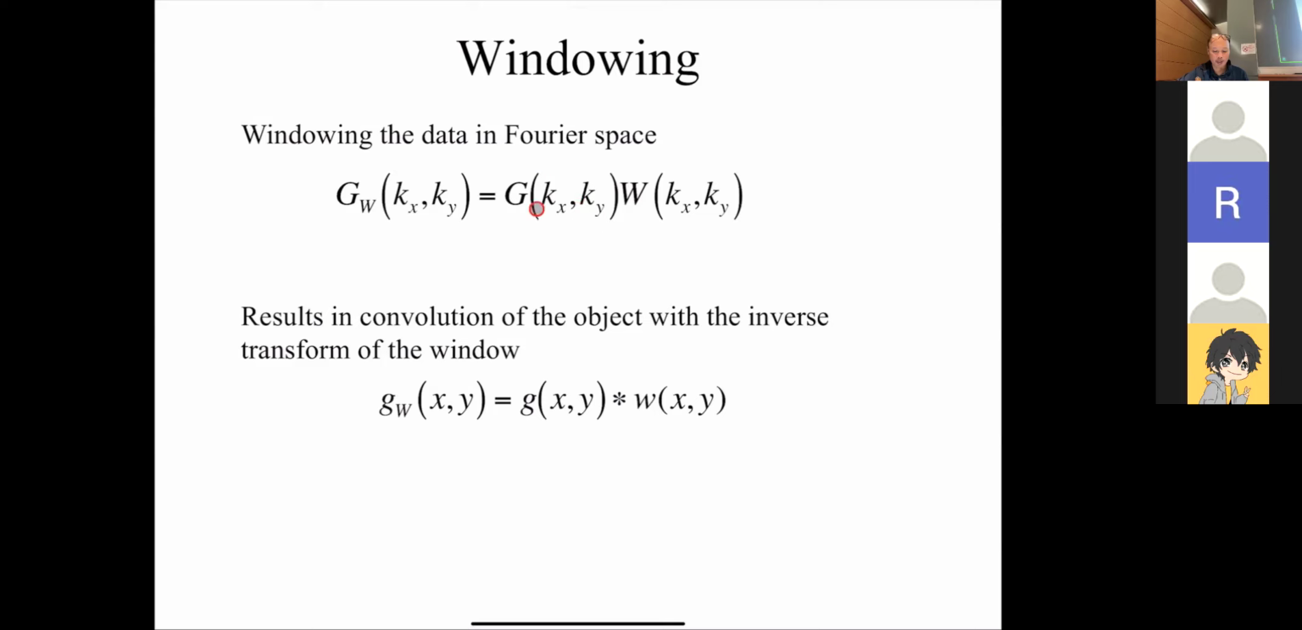So I need to multiply my K space by some windowing function, a function of Kx and Ky, and I end up with a windowed function G sub W of Kx, Ky. Therefore, when I look at the inverse transform, I need to convolve with the inverse transform of that window. So I'm taking my object and convolving it with this windowing inverse transform. This gives me a modified version of my ideal object. So what are the requirements on this windowing function?